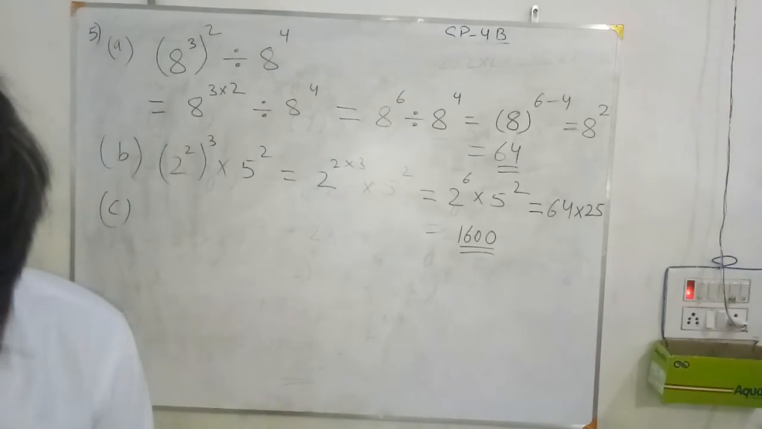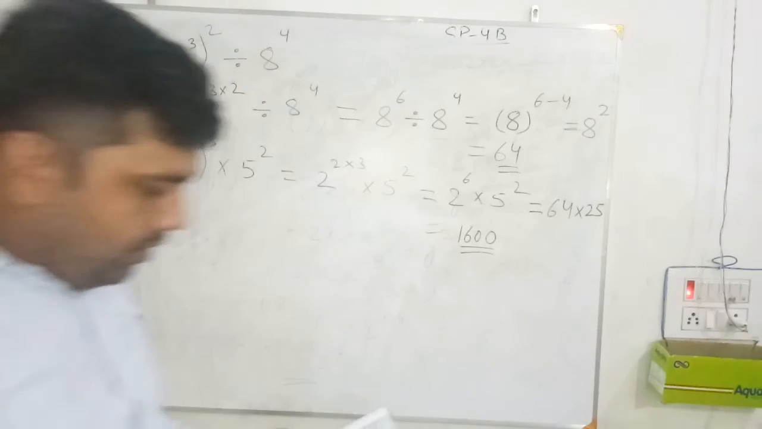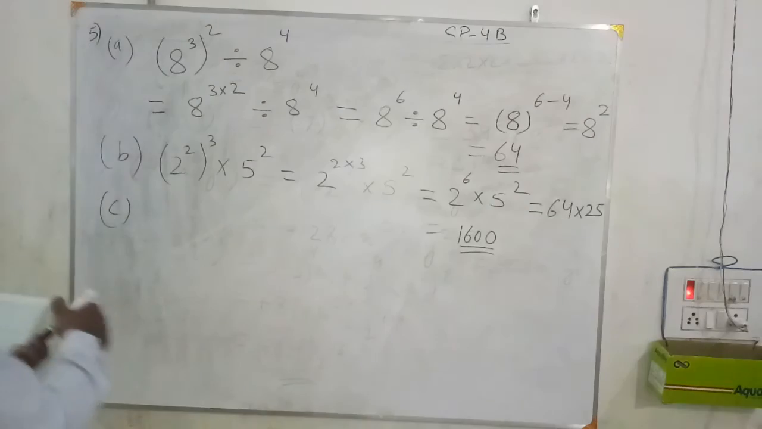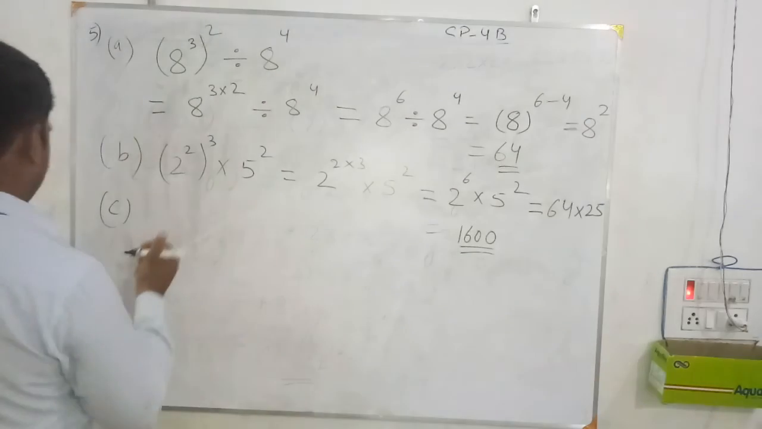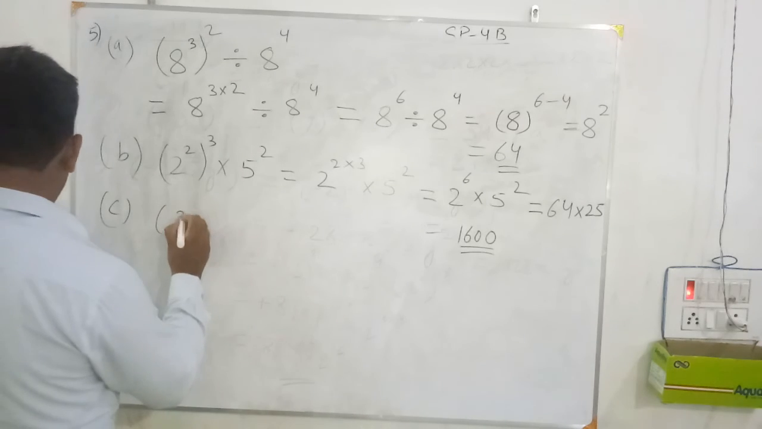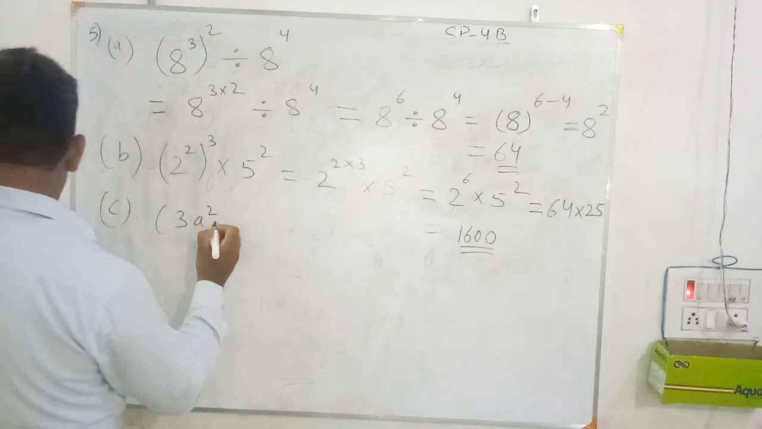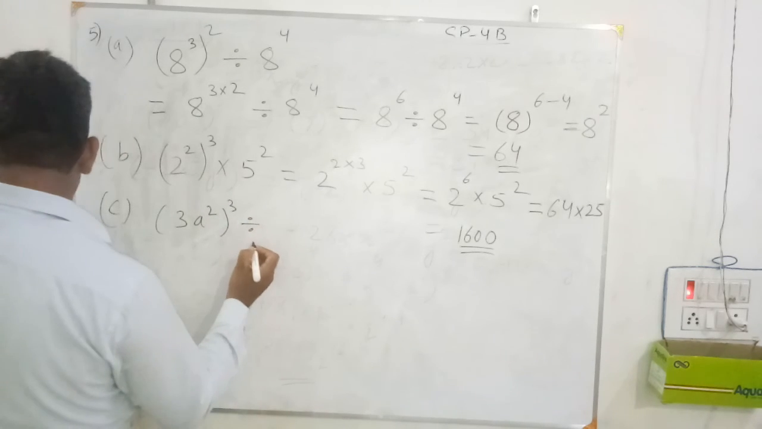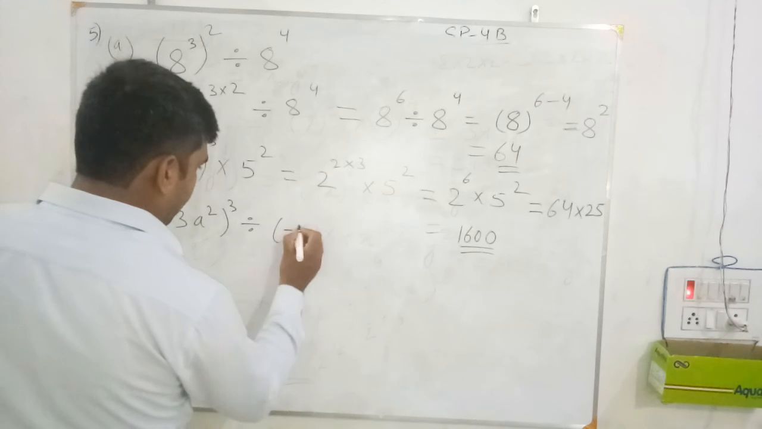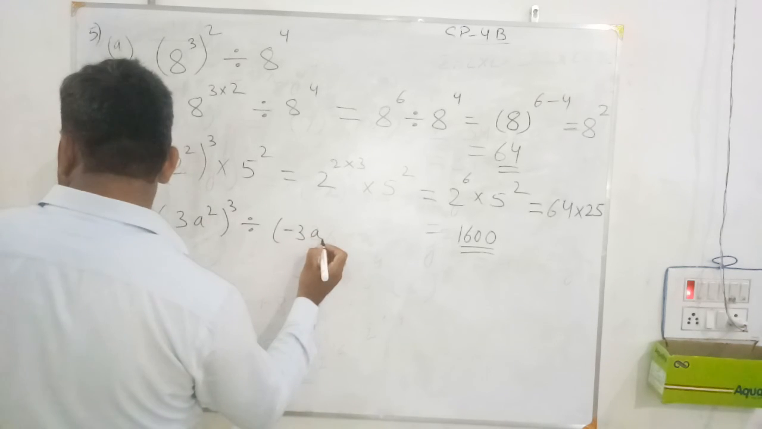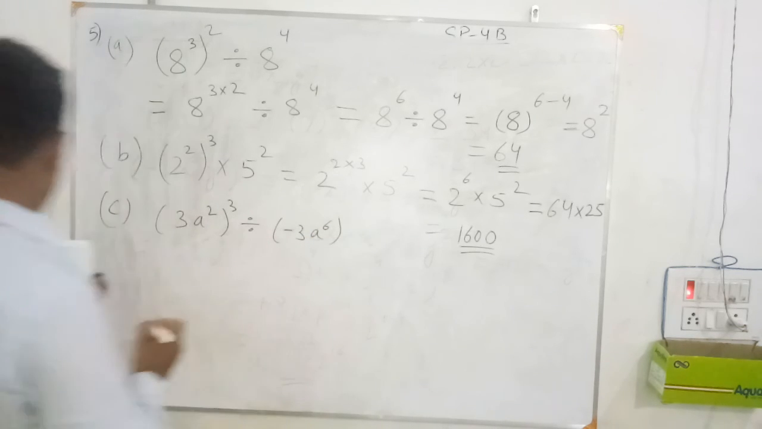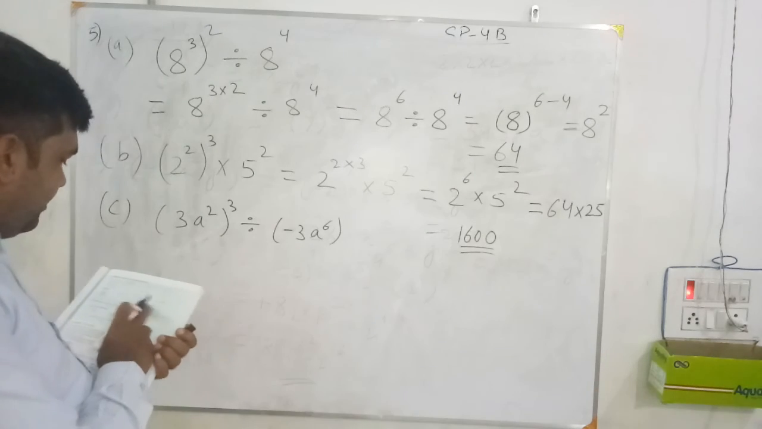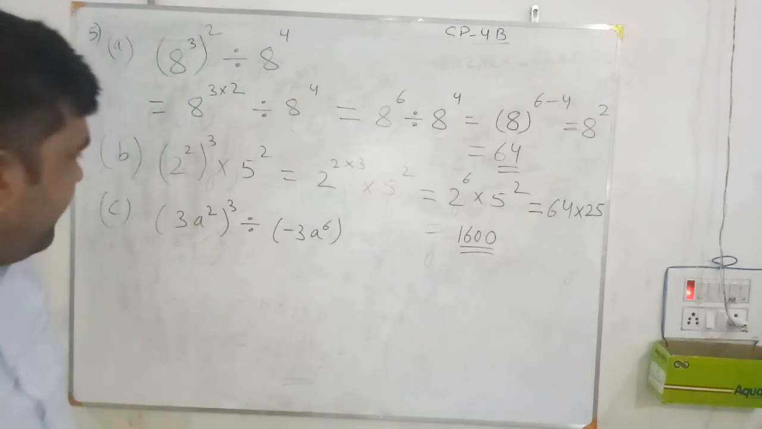Fifth C. That is 3a square whole cube divided by minus 3a to the power 6. This we have to simplify.